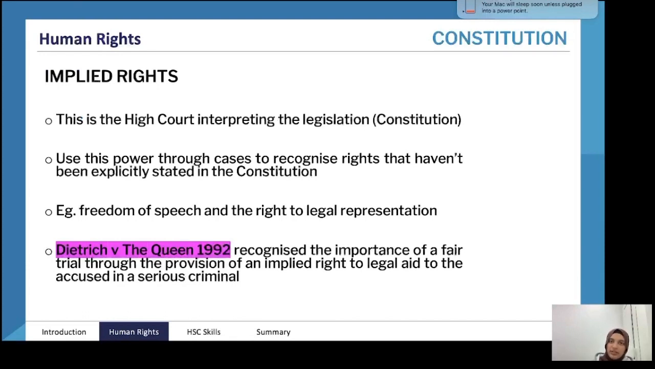So the express rights are expressly stated. Implied rights are not expressly stated, but they are implied, essentially, just like the name suggests. This is the High Court interpreting the legislation. They basically use this power through cases to recognise rights that haven't been explicitly stated in the Constitution. For example, the freedom of speech and the right to legal representation. So we have the case of Dietrich versus the Queen of 1992, which recognised the importance of a fair trial through the provision of an implied right to legal aid to the accused in a serious criminal trial.